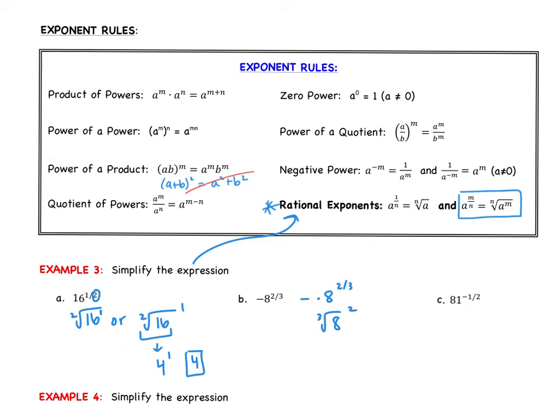Okay, cube root of 8. Some of you can do that in your head, some of you cannot. If you can't, here's how you're going to figure that out. You're going to break down the 8. So 8 is 4 times 2. And 4 is 2 times 2.